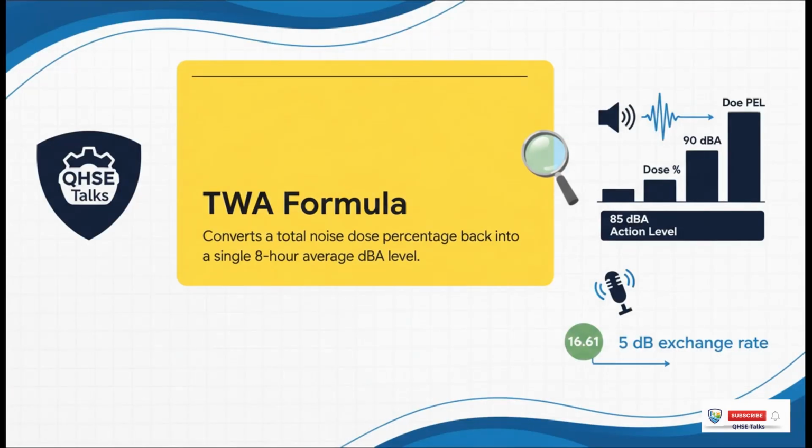Okay, so now you've got their dose in a percentage. But what if you need to turn that back into a single number, an 8-hour time-weighted average in decibels? Well, that's what this TWA formula is for. You just plug that dose percentage in for D. That weird number, 16.61, don't worry about where it comes from, just know it's part of the formula because of that 5 decibel rule. So if we take our 125% dose from before, you pop it into the formula, and it spits out a TWA of about 91.6 dBA. And that, my friends, is clearly over the 90 dBA PEL.